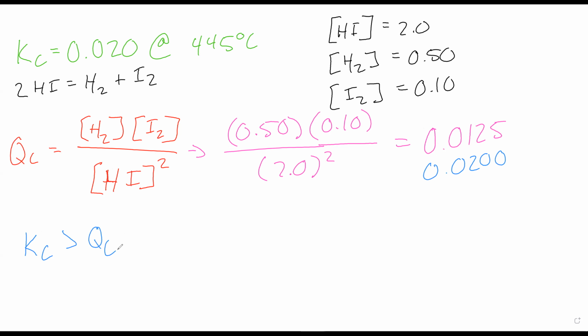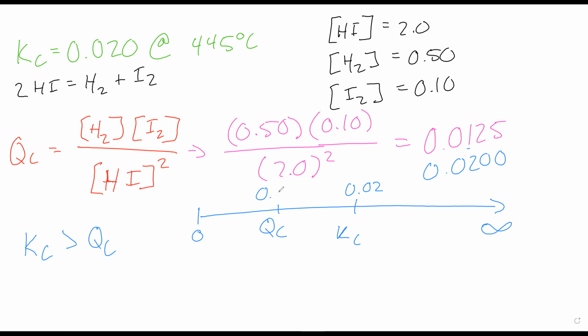A good way to represent this visually is with a number line, where you start at 0 and you go to infinity. And you always put Kc in the middle. Your Kc is at 0.02. Well, this is less than that, so we can assume that Qc sits here at 0.0125. You can do this on your test. It's probably a good way to visually see what's happening.